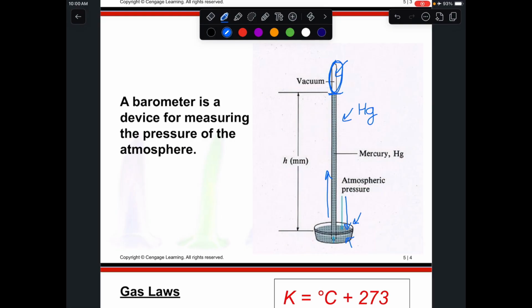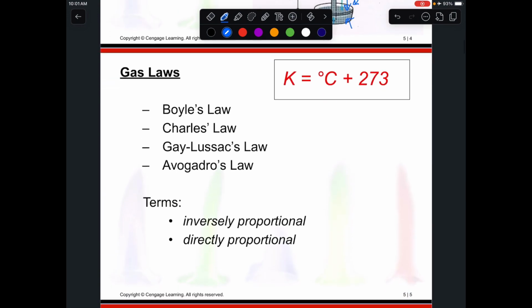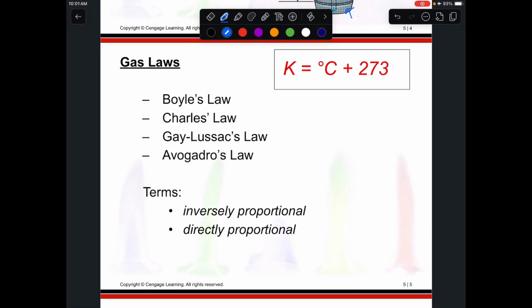So all we looked at was the height in this tube, which is where that millimeters of mercury pressure unit comes from, is literally how many millimeters of mercury this tube was exhibiting, depending on the different weather. So there are a couple gas laws we're going to be utilizing. We're going to look at Boyle's, Charles's, Gay-Lussac's, and Avogadro's. And a couple terms we're going to be using are inversely proportional and directly proportional. And we'll discuss what they mean in terms of different variables.